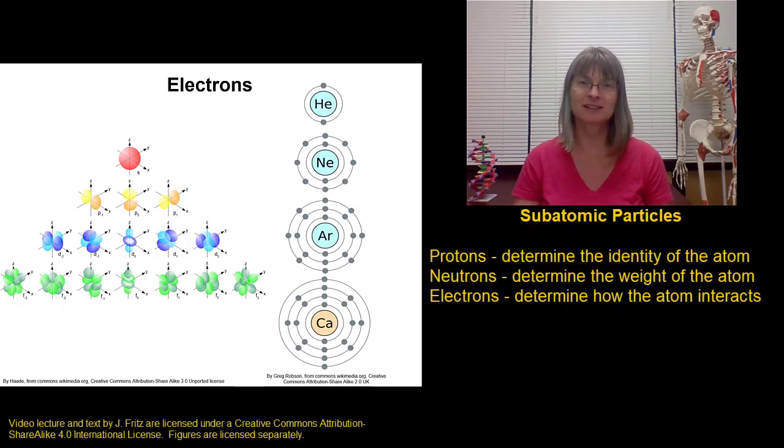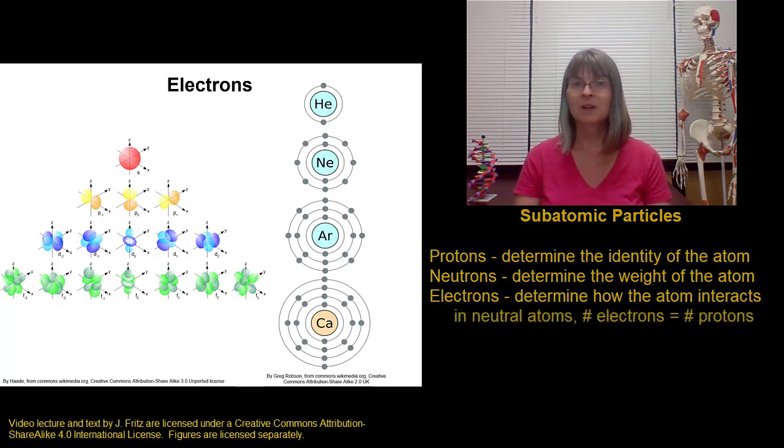Let's go on to electrons. Electrons are different from protons and neutrons because they're much, much smaller. Their weight is considered negligible when it comes to determining the atomic mass of an atom. Electrons also are very high energy. They are zipping around the nucleus at a great rate of speed with a lot of energy.